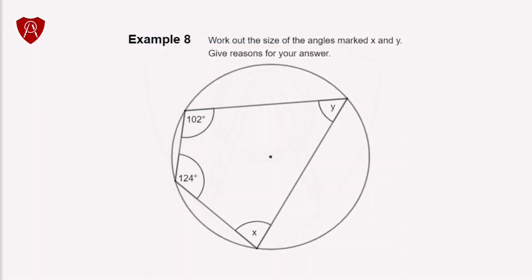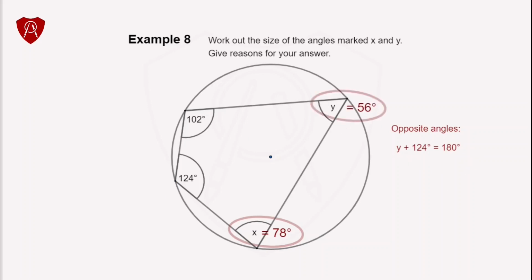Example 8. It is not difficult to identify this diagram as a very straightforward case of a cyclic quadrilateral. Opposite angles in a cyclic quadrilateral always add up to 180 degrees. So, angle x plus 102 degrees should be equal to 180 degrees. So, x must be 78 degrees. Likewise, y plus 124 degrees equals 180 degrees. So, y must be 56 degrees.